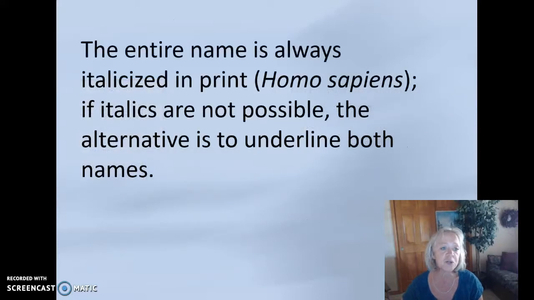The way we're going to be doing Latin names is the entire name is always italicized in print, as in human beings, being Homo sapiens. If italics are not possible, the alternative is to underline both names. So you'll be using this convention in your writing. Genus is Homo, species is sapiens, and Homo is always capitalized, and sapiens is always a small letter.